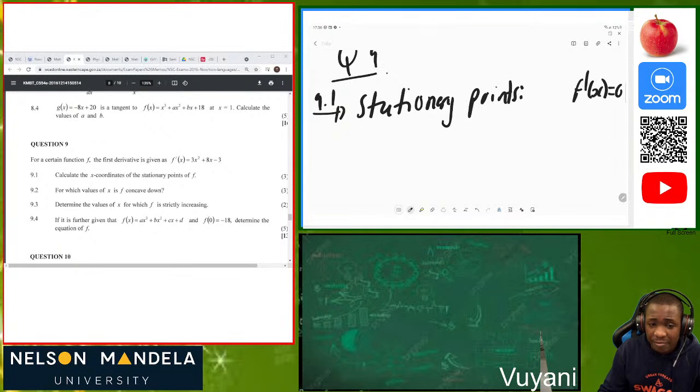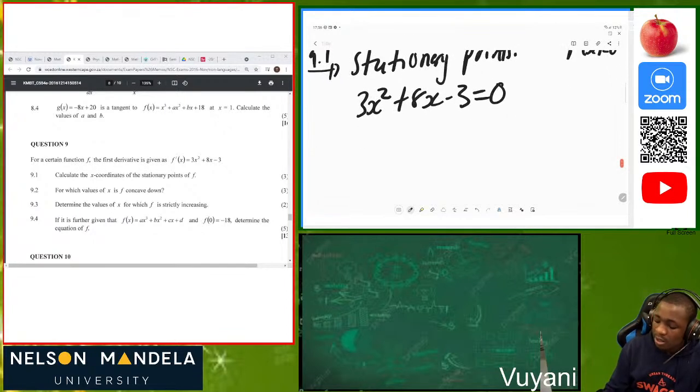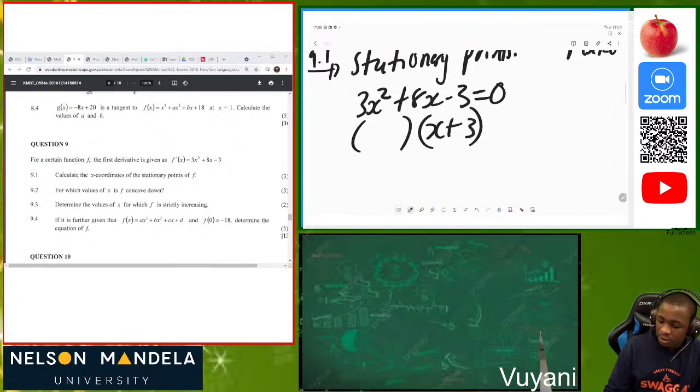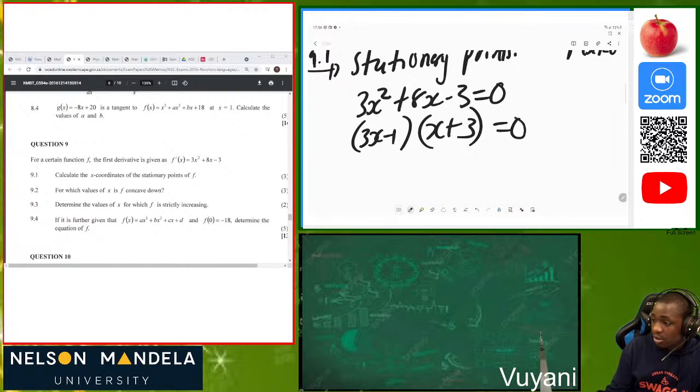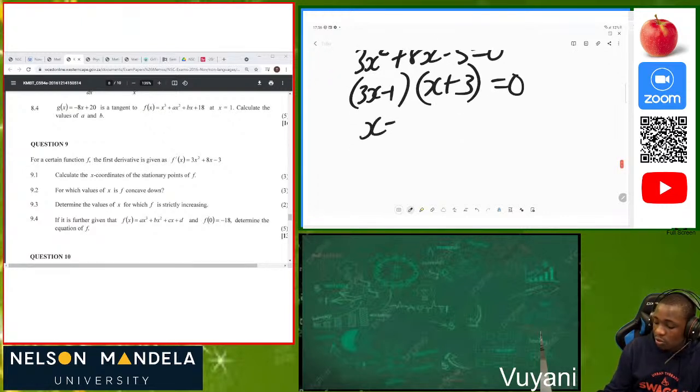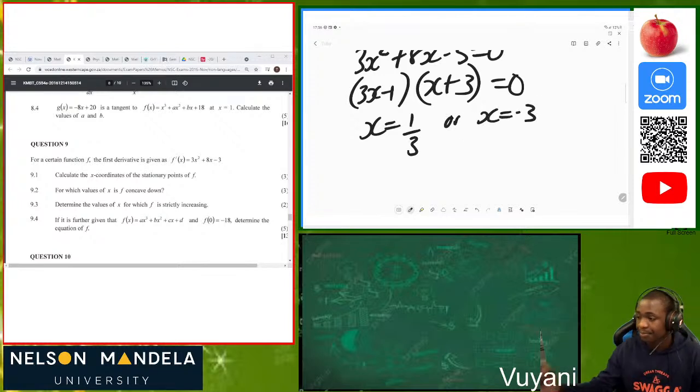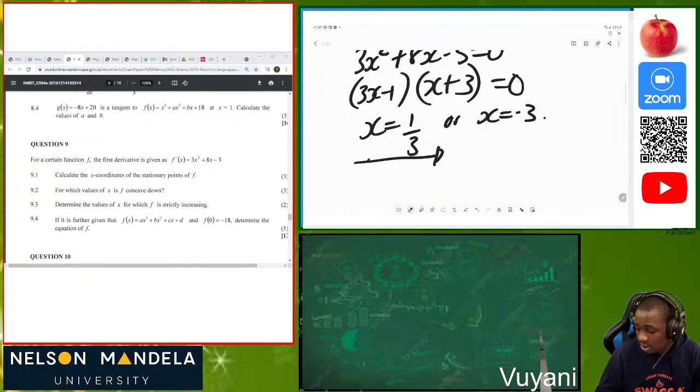Since we are given F prime there, we're just going to write 3x squared plus 8x minus 3 is equal to 0. Then we look for the factors, or you can use the quadratic equation. If you use the factors, you're going to have x plus 3 and 3x minus 1 equal to 0. Then x is equal to 1 over 3, or x will be equal to negative 3. This is our stationary x coordinates.